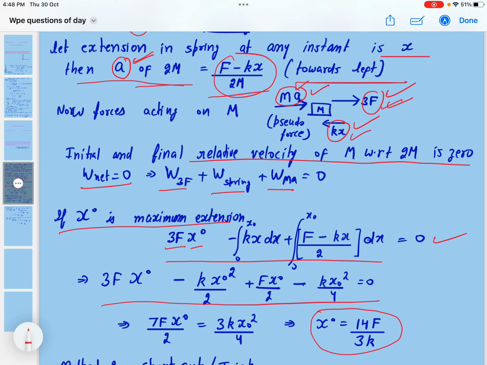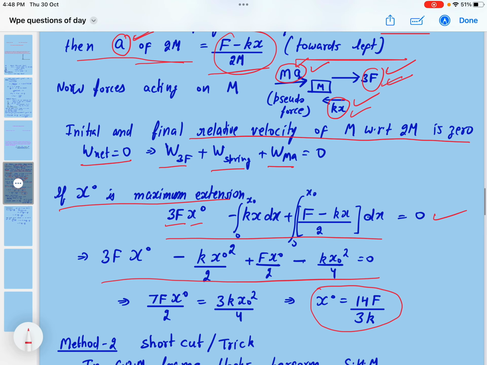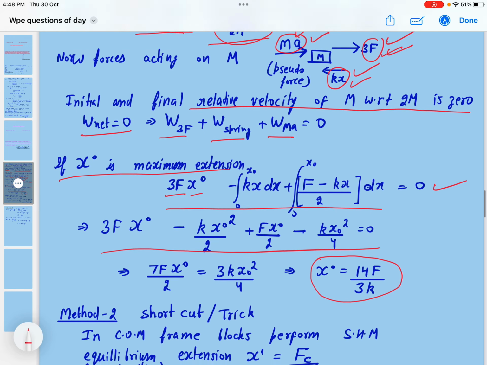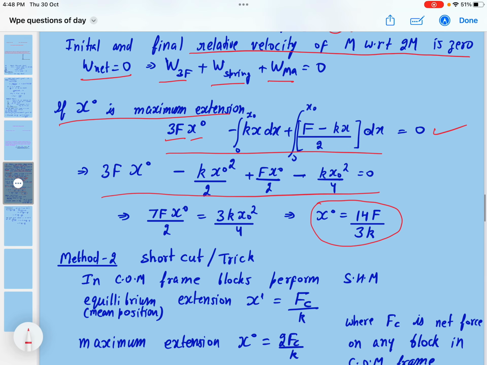Now second is method 2. I think method 2 is very common. Maybe all the students know this method, but okay, still let me discuss it. It is a shortcut, or you can say a trick. In the center of mass frame we know that the blocks perform SHM. So in the center of mass frame, it is a kind of just one block which is performing SHM, right?